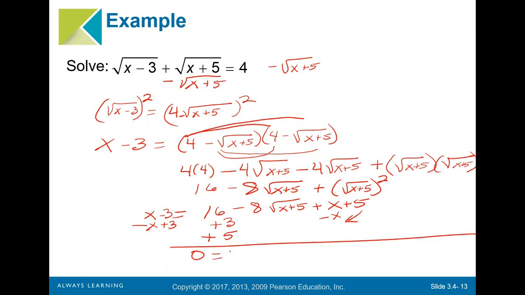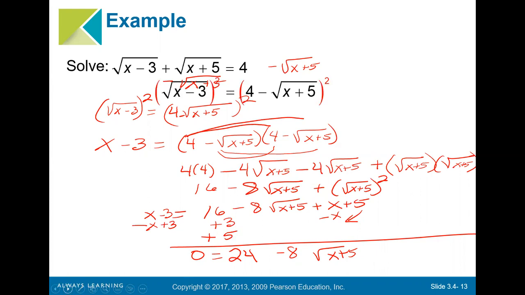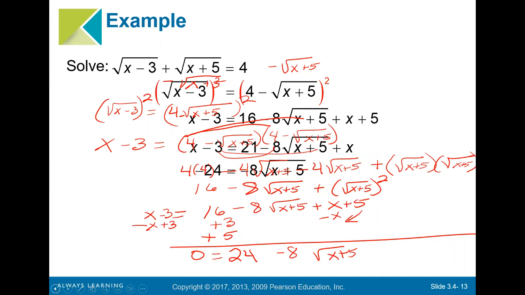So now I have 0 is equal to 16 plus 3 is 19, plus 5, it's going to be 24, minus the 8 square root of x plus 5. And x minus x, that goes away, right? Let me get some more space. Oh, we'll just have to go through this right quick. Okay, it's not going to give me any more space.